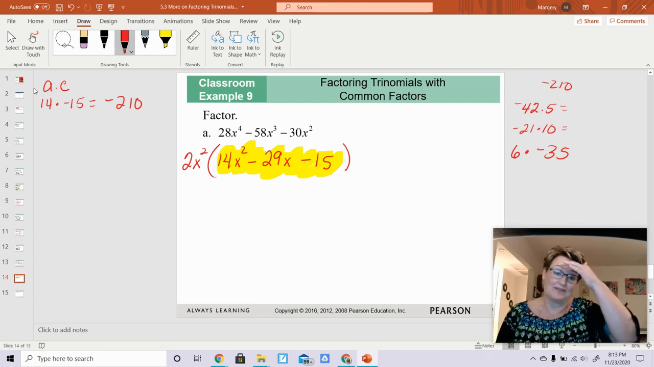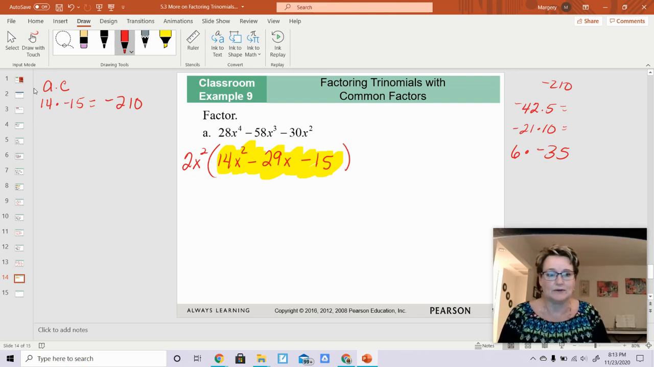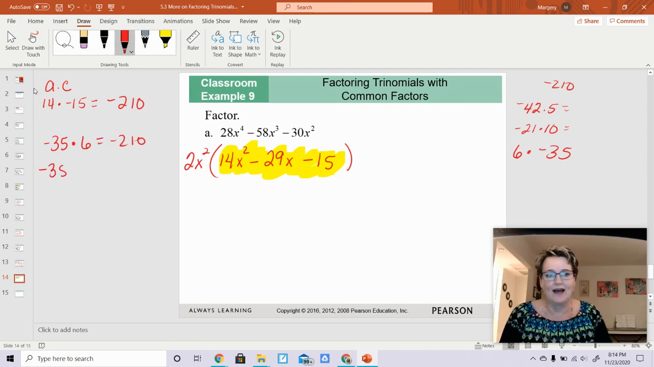If it wasn't for my calculator, I would have no clue. So negative 35 times 6 is negative 210. Negative 35 plus 6 is negative 29. That's your middle term. So remember, we're only looking at what's in the yellow. So we write down the first term, we write down the last term, we put a plus sign in the middle. I'm going to write down a negative 35x and then a 6x here.